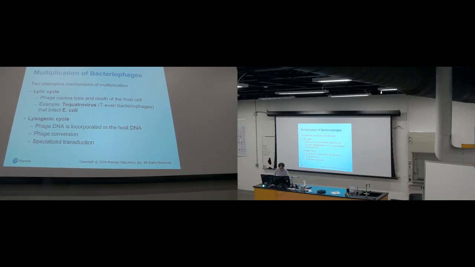Now, when it comes to bacteriophages, they grow in 2 ways: lytic cycle or lysogenic cycle. In the lytic cycle, you will have the bursting of the cells. That's why it's called lytic, because you will lyse the cells as soon as the cells are multiplying so many of the viruses. So the phage will cause lysis and cell death in the host. Example of a virus that does so is T-even bacteriophage.